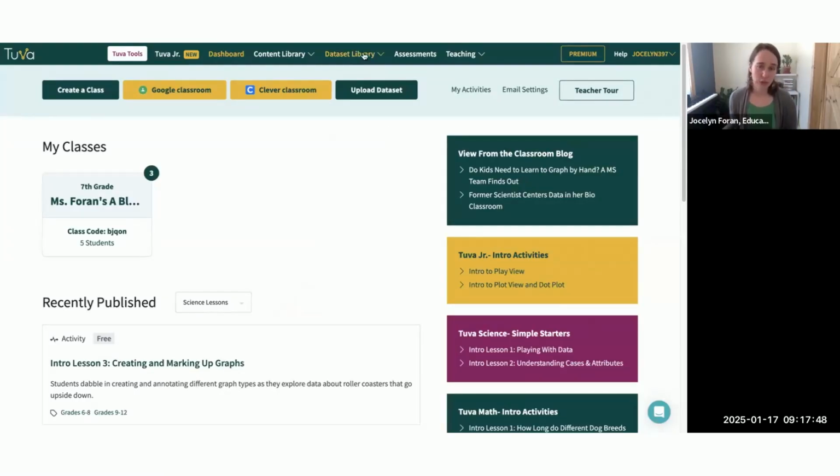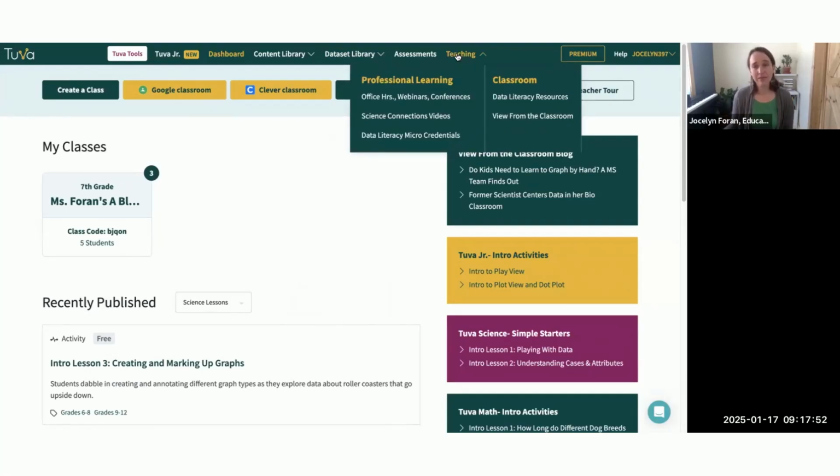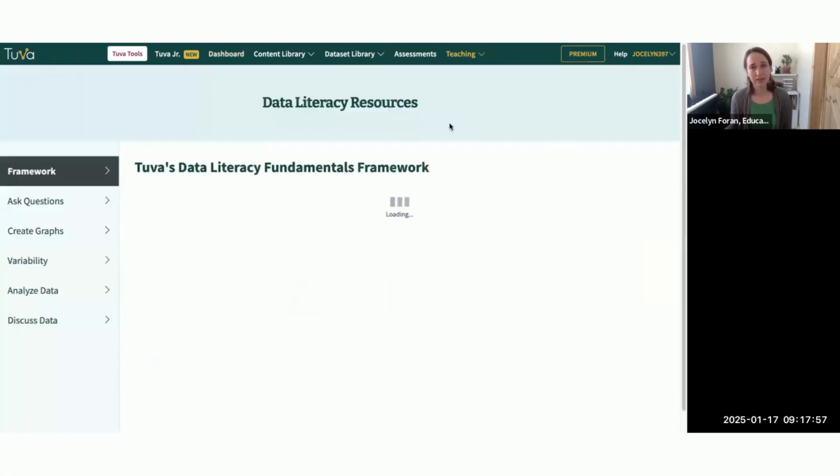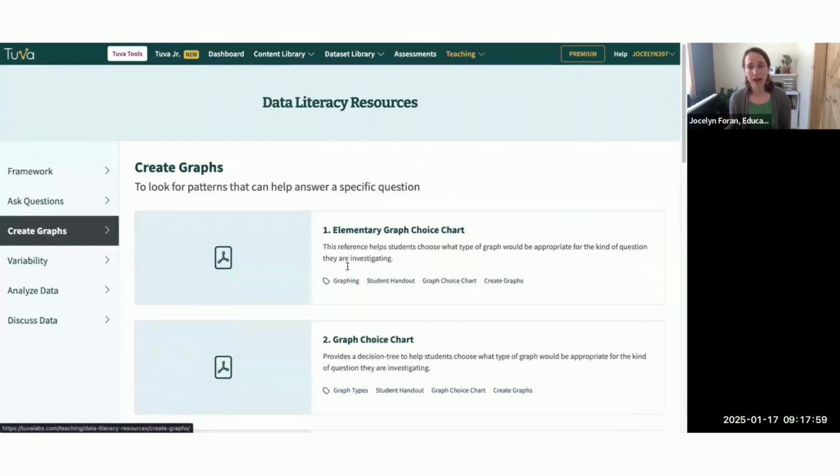Tuva has a graph choice chart that is intended to help students with that, which can be found under the teaching dropdown when you click on data literacy resources, and then when you click on create graphs. There's an elementary one and a secondary school one. But that's not what we're going to focus on today.